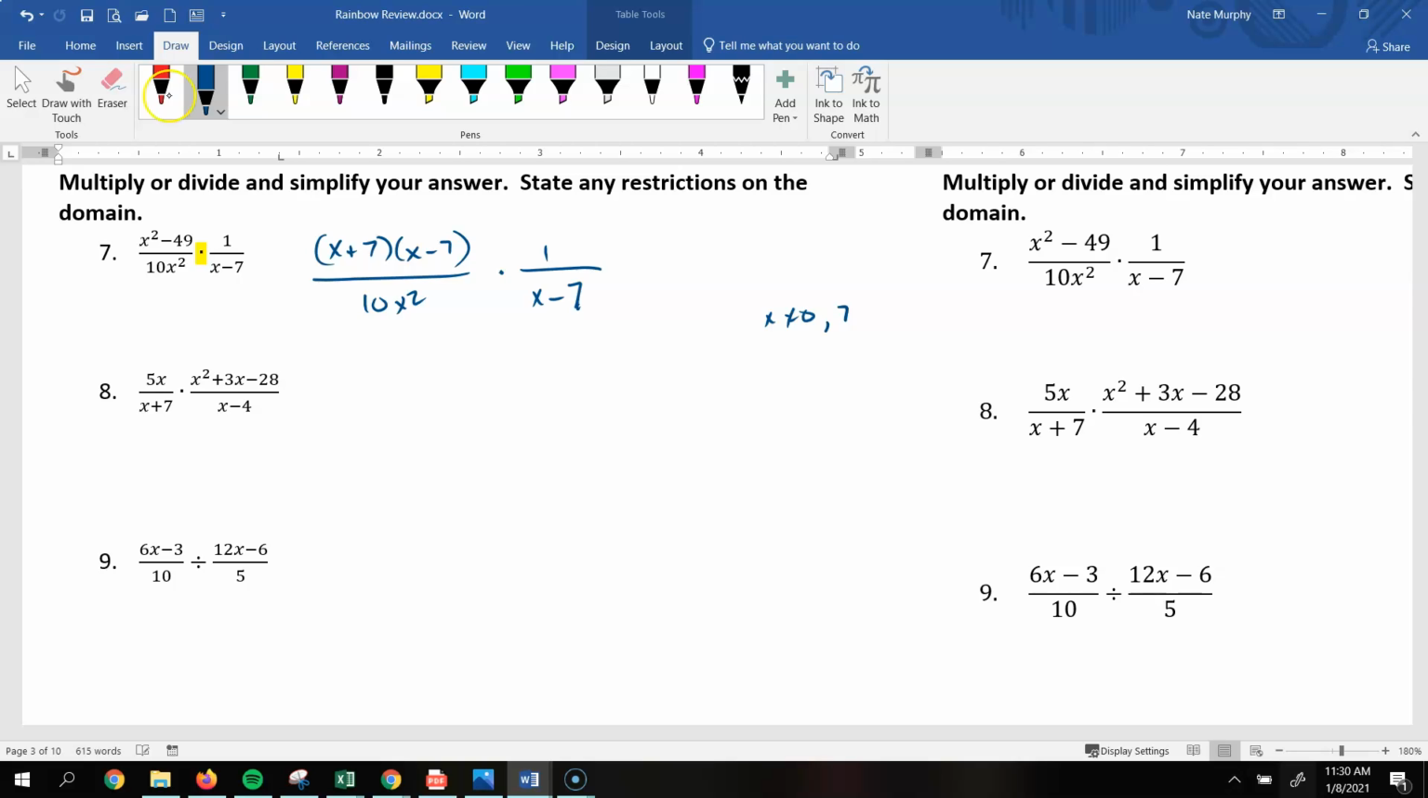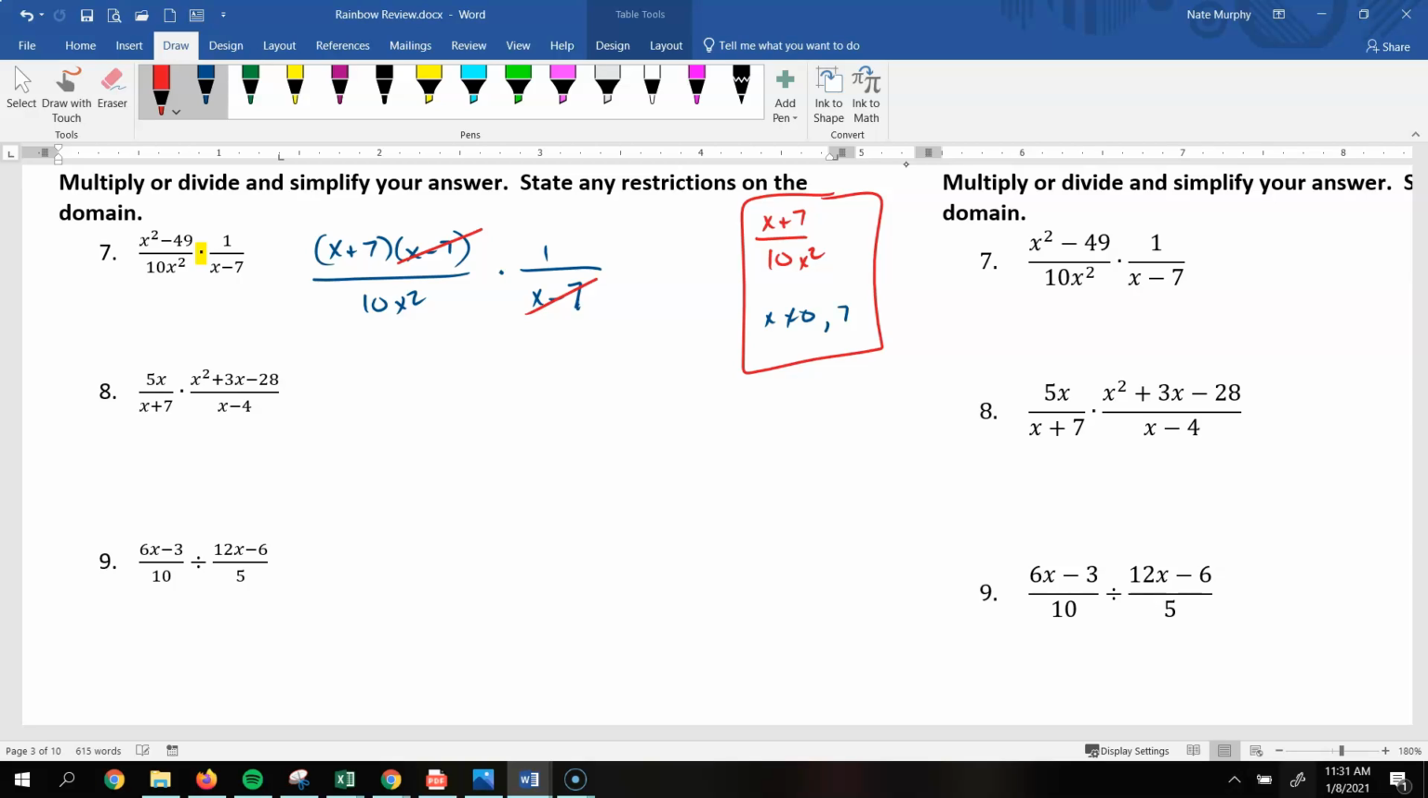All right, so now let's look to see what we can cancel out here. We have an x minus 7 and x minus 7. Those cancel out. There's nothing more that cancels, so we would have x plus 7 times 1 is just x plus 7 in our numerator, and the denominator would be 10x squared. So that would be our answer: x plus 7 divided by 10x squared, with the restriction of x can't equal 0 or 7.